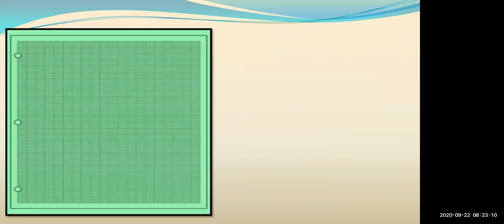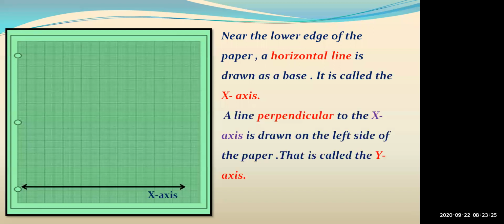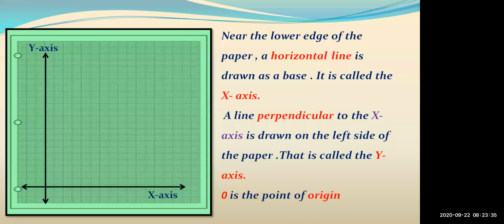Now we will see what is given next. See, this is your graph paper. Now in this graph paper, what we have to do first? We have to make one x-axis here, and that line is horizontal. After that, what we have to do? We have to give the name as x-axis. Then we have to make one line here perpendicular to the x-axis, and we have to give the name as y-axis. After that, we have to give the name to the point of origin, where it is perpendicular. That intersection point is called the point of origin. There we have to write O or 0.